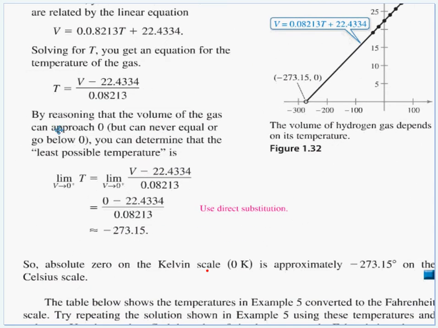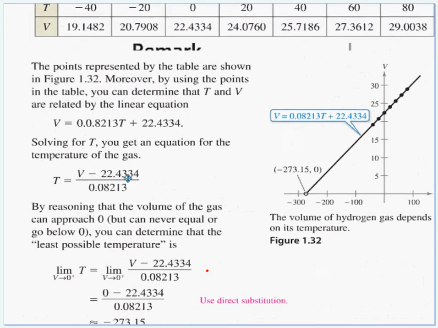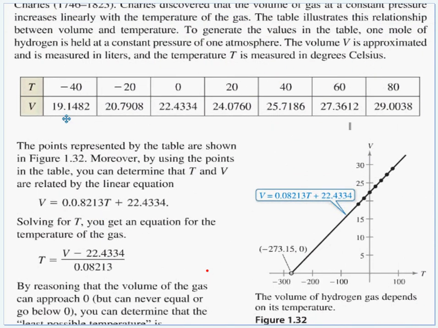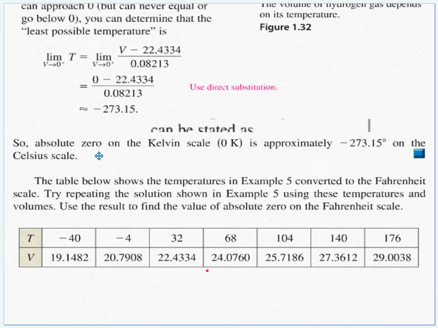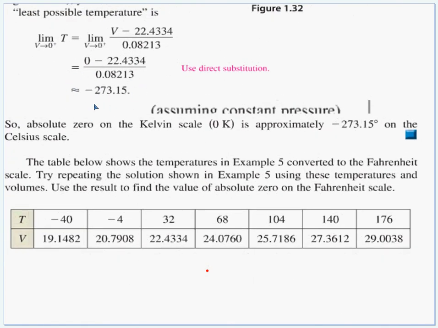By reasoning that the volume of gas can approach zero, but can never equal zero or go below zero, we could not have negative volume. And think about it, the table says as we drop the temperature, the gas gets smaller and smaller in volume. Theoretically, we could scrunch that gas down to almost zero volume if we could get the temperature low enough. So the limit as our volume approaches zero is from the right; we could never approach from the left. There's no such thing as negative volume. They figured out this value, negative 273.15.